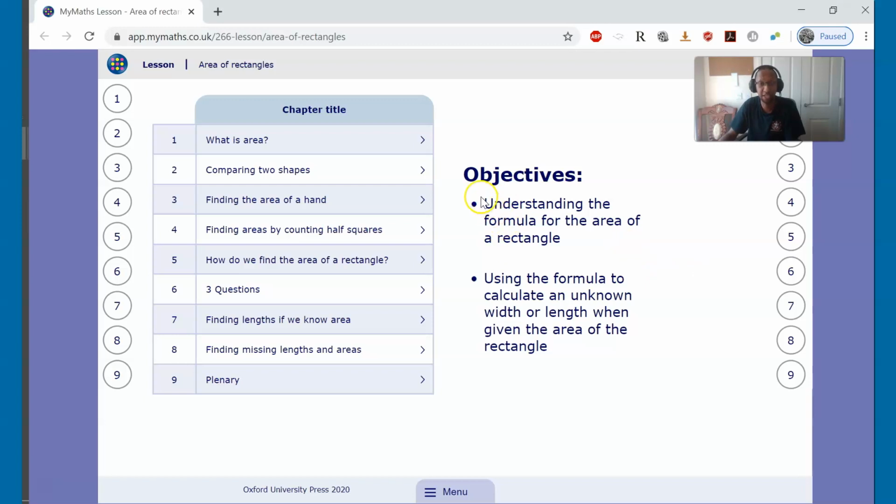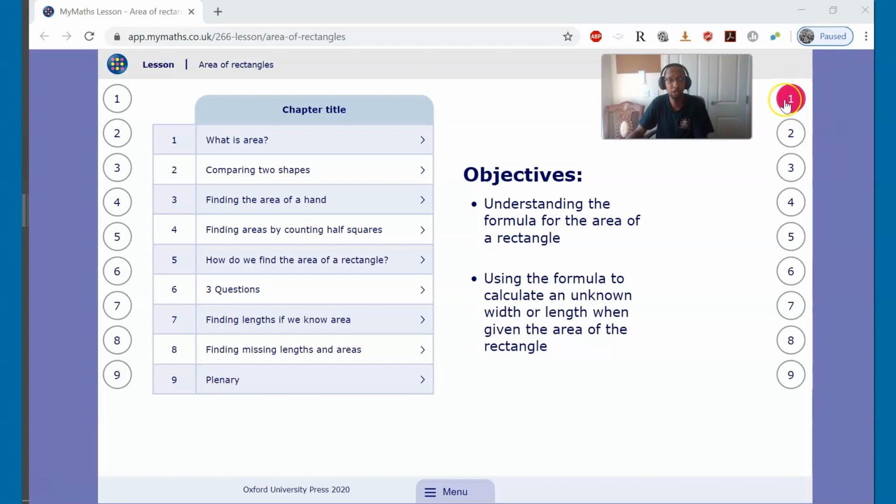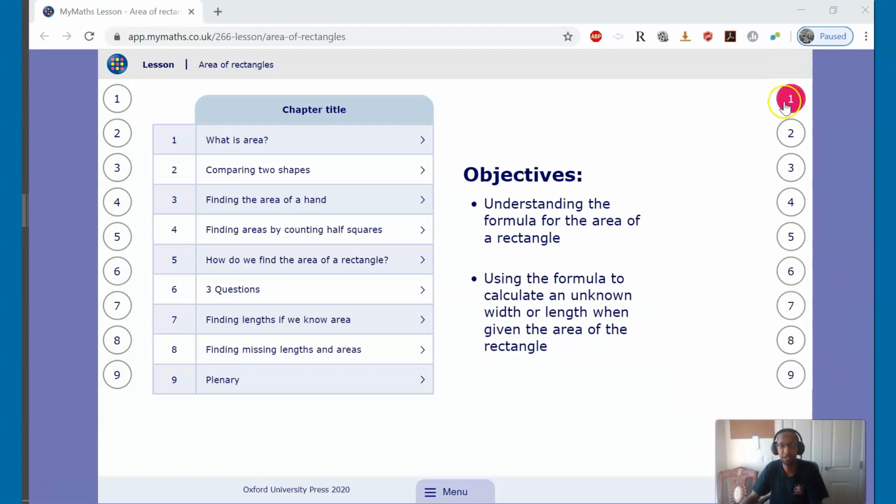So, part one. The goal is understanding the formula for the area of a rectangle, and then we're going to use the formula to work out the area of said rectangle. But before we do that, let's look at how we can physically start counting or discovering the area of said rectangles.